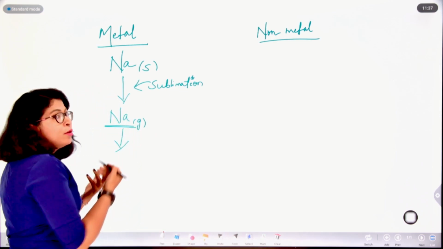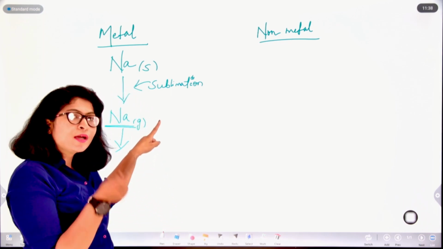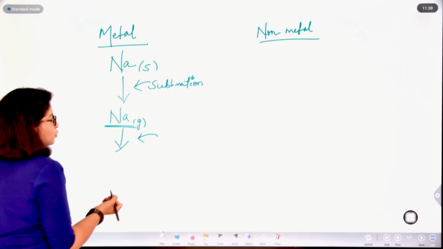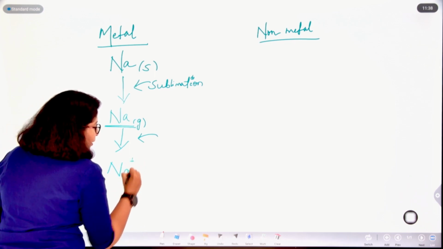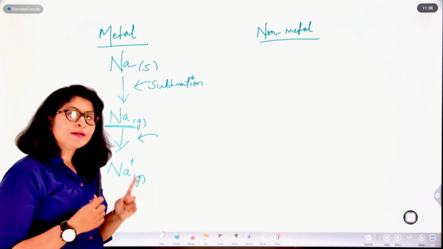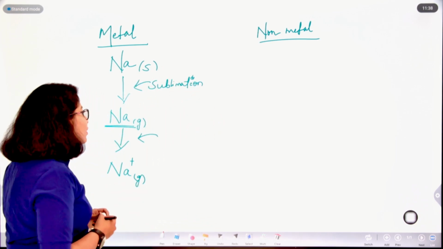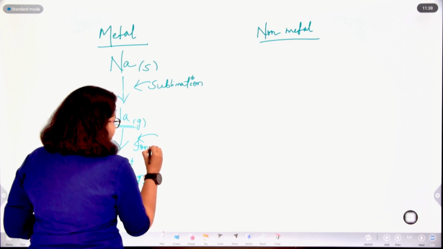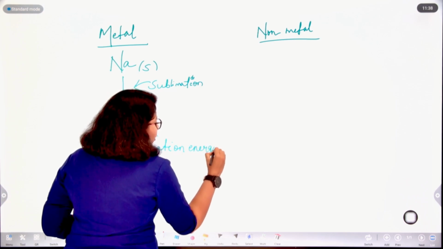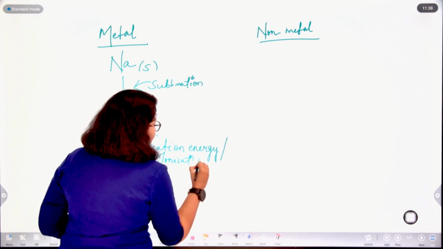In order for sodium to lose one electron to convert into Na plus, some amount of energy has to be given to sodium. And the amount of energy, again in gaseous state, that has to be given for an atom to convert into an ion is known as ionization energy. Ionization energy, or you can also write it as ionization potential.